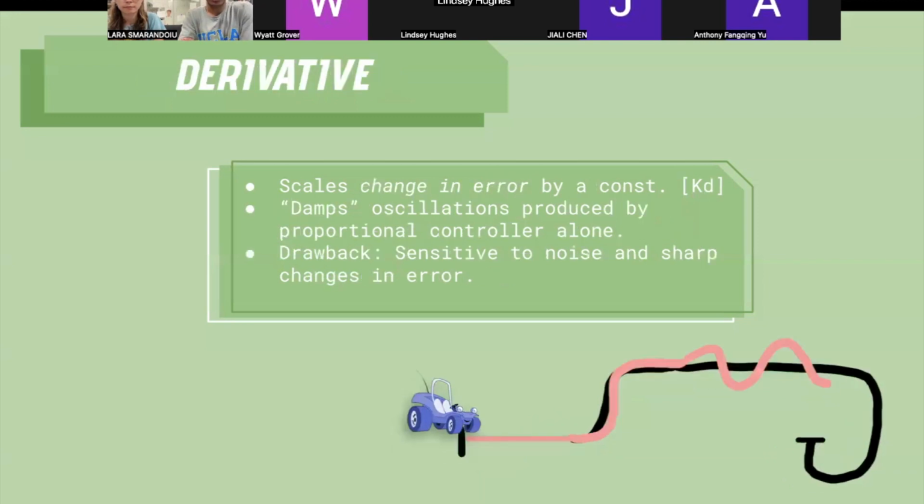So that's the derivative controller. Here we pay attention not only to what our error actually is, but how it changes with time, right? So we want to really quickly, there's something I need to mention about each of these.